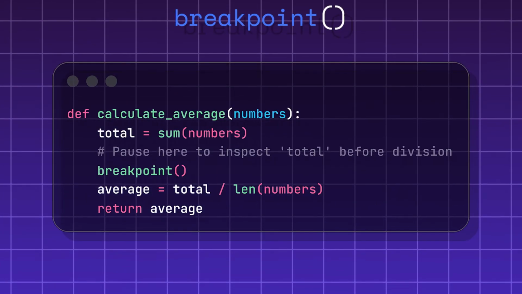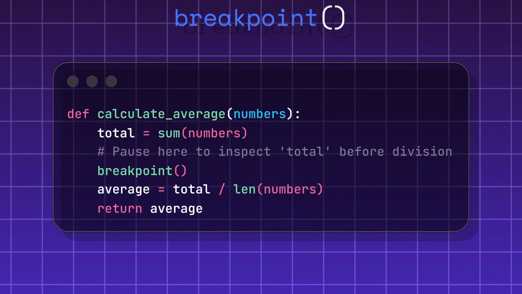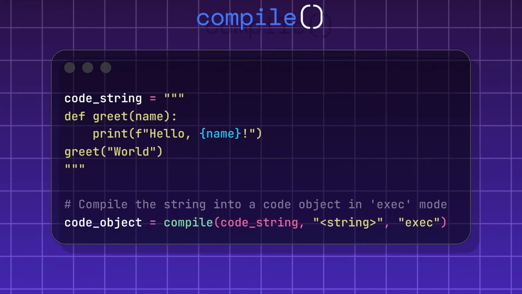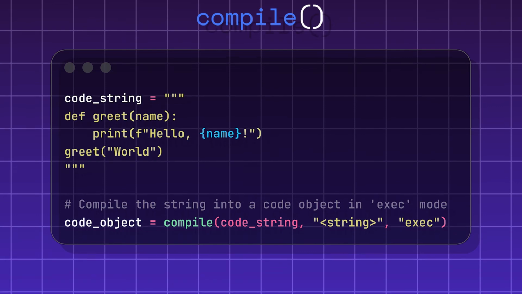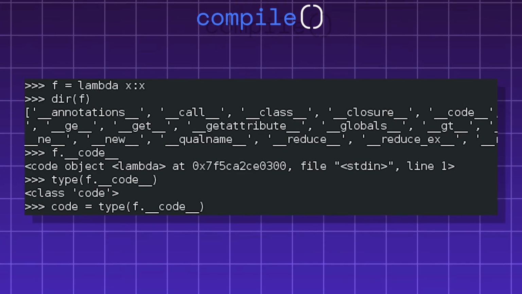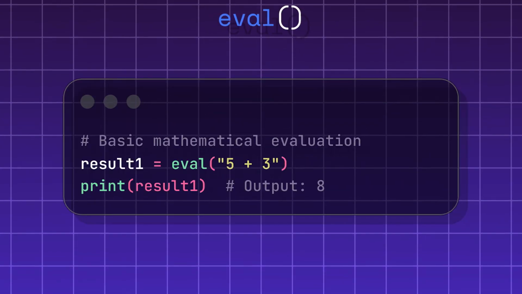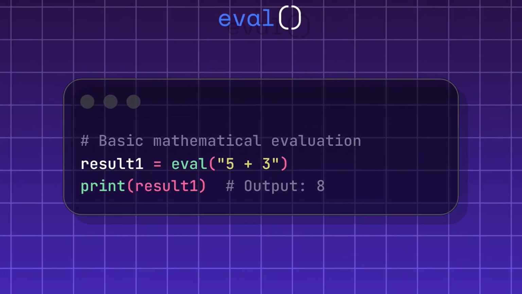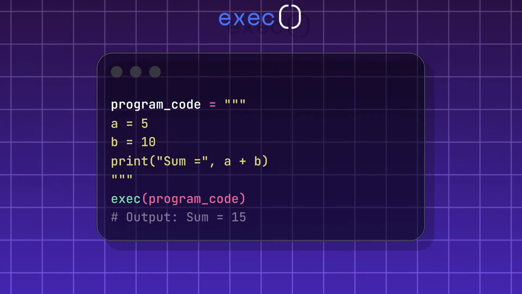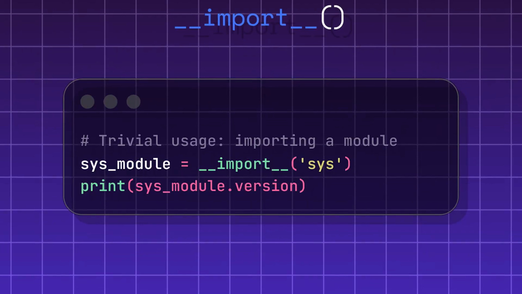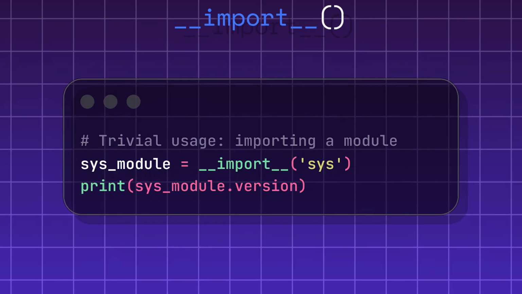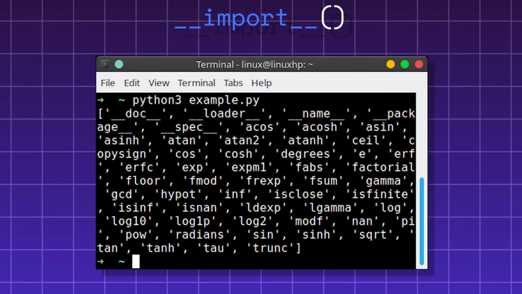Breakpoint is a way to pause the execution of a program to enter the Python debugger. Compile compiles Python code into a code object. This is a low-level representation of executable code, or something close to raw binary, the ones and zeros that computers understand. Eval evaluates strings or raw text as Python code. Exec executes code from raw text or string, or a compiled code object. Import, a dunder method, or double underscore method, is an advanced way of importing modules. Modules are external Python files.